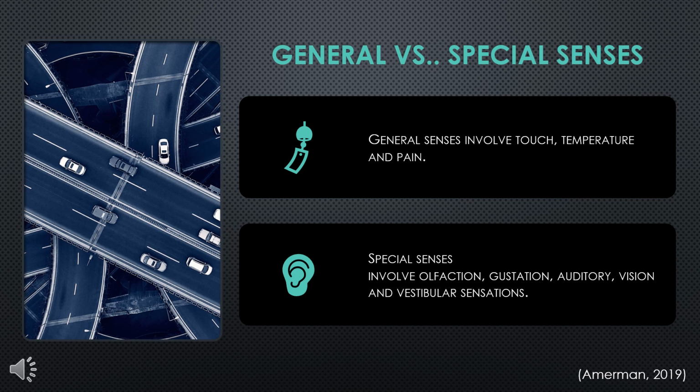light, chemicals, and sounds and transduce them into action potentials that reach the central nervous system. These special senses involve olfaction, gustation, auditory, visual, and vestibular sensations. Some of these special senses will be used to help us determine when to enter the intersection.